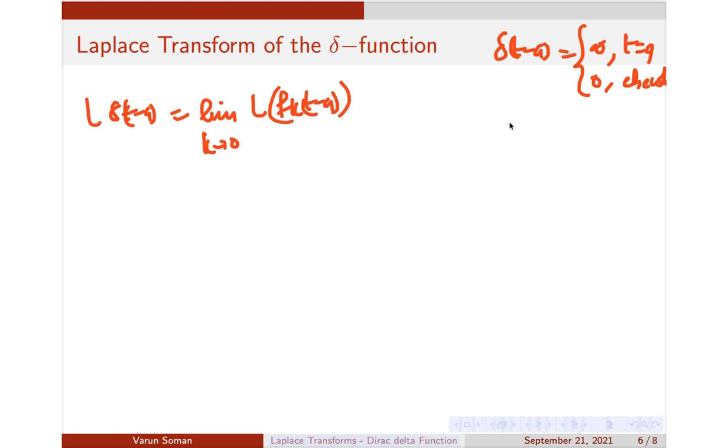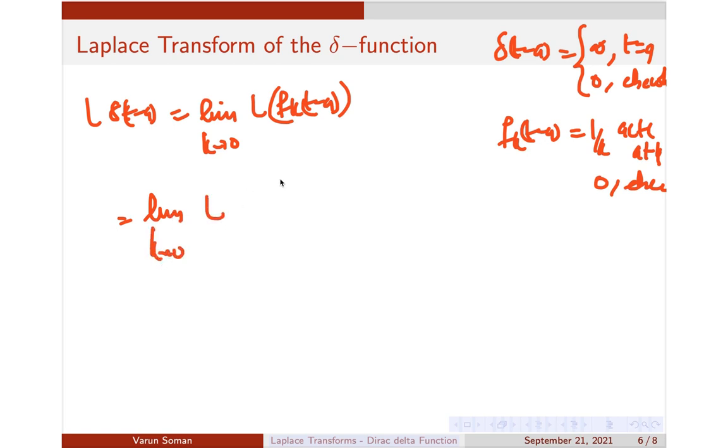So what is fk(t minus a)? fk(t minus a) is defined as simply 1 by k, where a is less than t less than a plus k, and 0 elsewhere. Now I need to find the Laplace transform of this. This is a function which is defined only for a particular interval, so you can use the step function property there. So it is simply the limit as k tends to 0 of the Laplace transform of fk(t minus a).